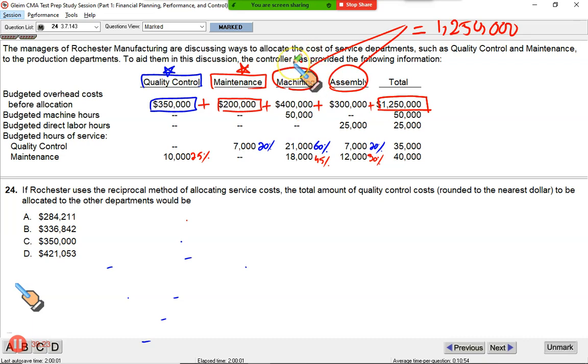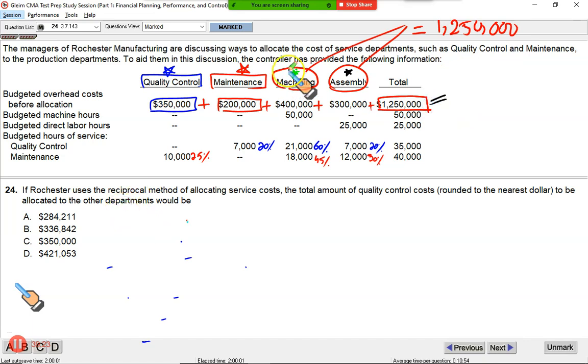Now I'm going to construct an equation and see what will be the final cost in these two departments. I'm going to give it some lovely colors. I'm going to give green color to machining, and black color to assembly, and see if the green and black give me a total of 1.25 million. I need this number. Okay, gentlemen, please attention.